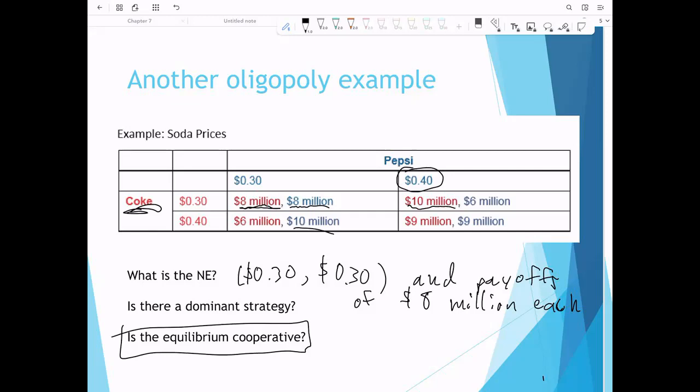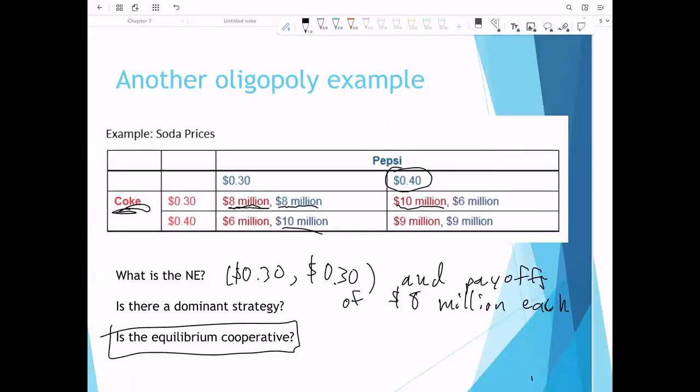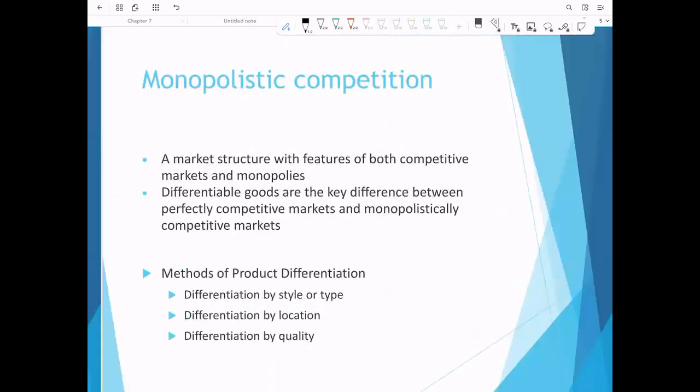I wouldn't worry too much about this last part for the tests, other than knowing if something is cooperative or not. It's just if they can both be better off, then it's not cooperative. Okay. So this is the last prisoner's dilemma example we're going to do. We're going to talk about monopolistic competition. Then we're going to get started on a different type of game and go through that.